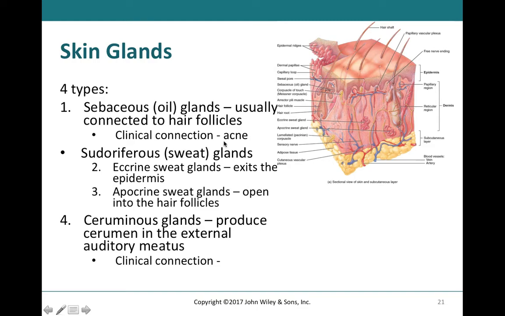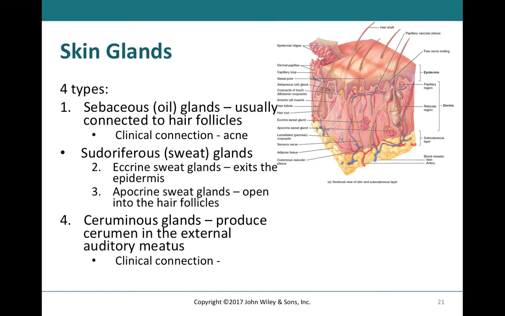And then the apocrine sweat glands are going to open into actual hair follicles. Their main function is to help regulate body temperature through evaporation. They'll also help to eliminate waste such as urea, but that's a secondary function. So their main function is to help regulate your temperature through evaporation, and then they'll also help get rid of some waste products. Sorry, that's the eccrine glands.